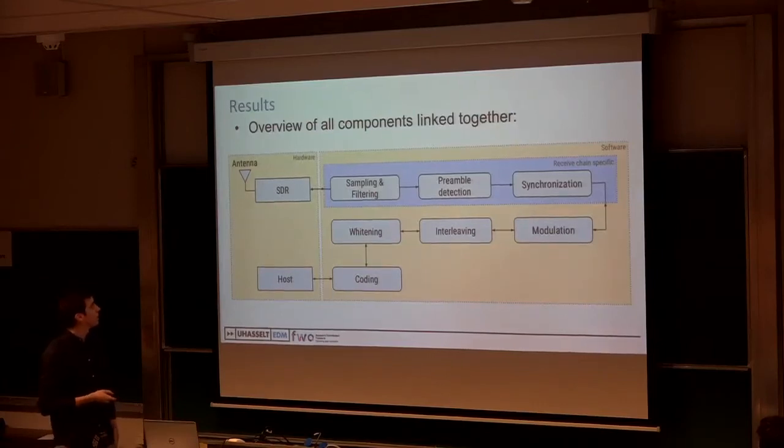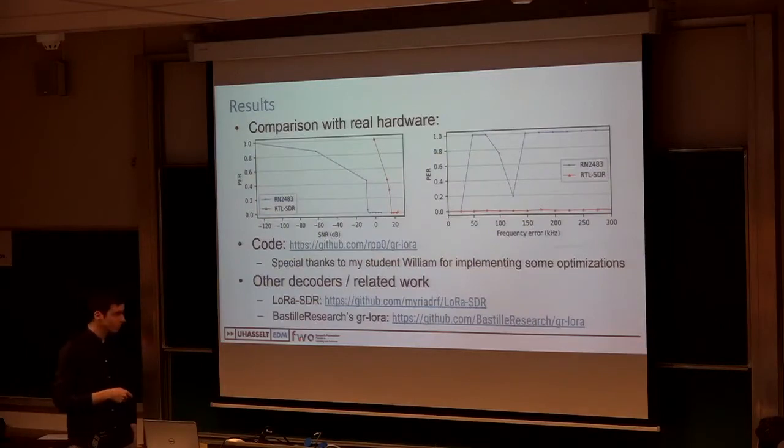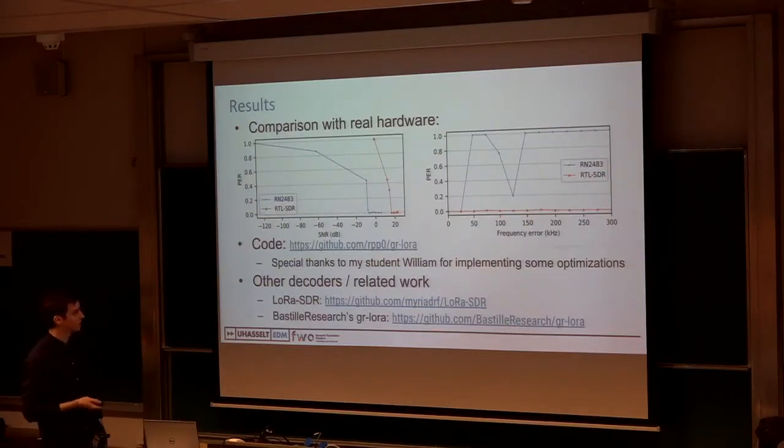All right, so now we have all of the required components linked together in order to build a fully functional decoder. So we have discussed our preamble detection, sync, modulation, interleaving, whitening, coding, and then we have our raw data. I have implemented a decoder for this, and it's also open source on GitHub. If you want to check it out, feel free to do so.